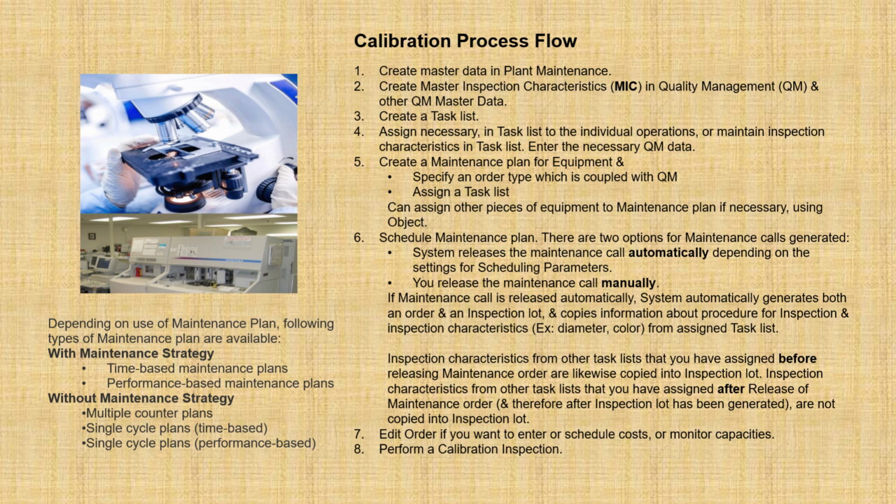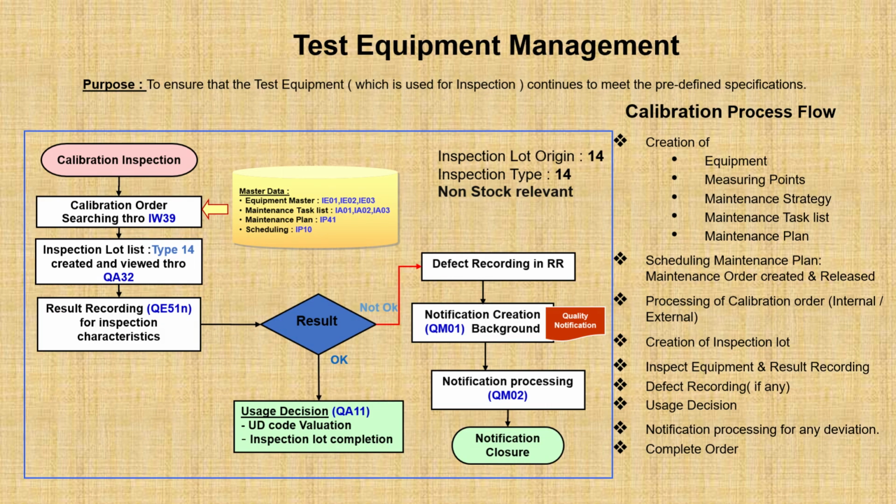Most of the master data is maintained by plant maintenance, like the equipment, the maintenance strategies, and the maintenance plan. Some master data is created by quality management, like master inspection characteristics to be tested, the sampling procedure to be used, and even the calibration task list. We'll maintain some cycle or duration. On a regular basis, we want to do the calibration inspection for all the equipments used in the plant.